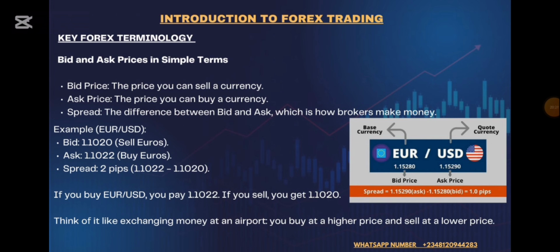So the difference between bid and ask price is known as spread, and spread is the money in which the broker makes. I don't want to confuse you, but just know that the bid price is the price at which you're buying a particular currency pair, and the ask price is the price at which you're selling a particular currency pair.